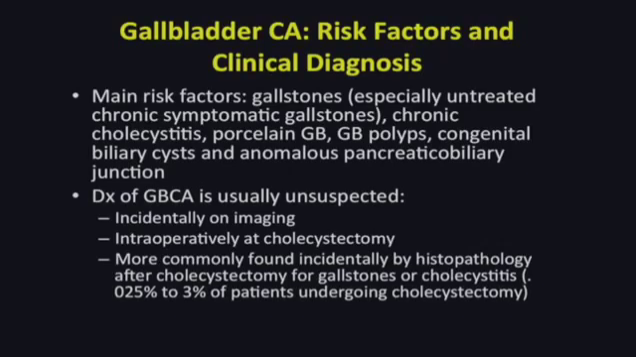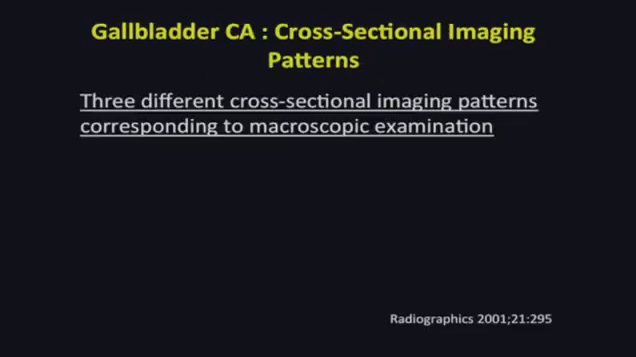The diagnosis of gallbladder cancer is usually unsuspected. It may be diagnosed incidentally on imaging or intraoperatively at cholecystectomy, but the more common scenario is that it is found incidentally by histopathology after cholecystectomy for gallstones or cholecystitis, with a reported rate of up to 3% of patients undergoing cholecystectomy.